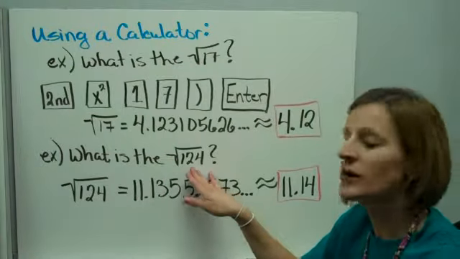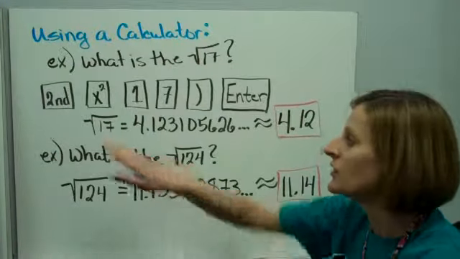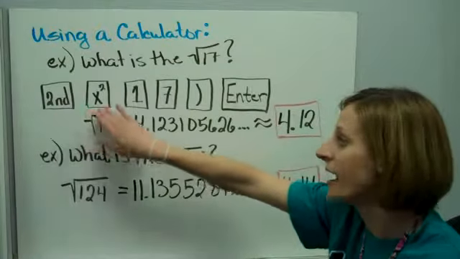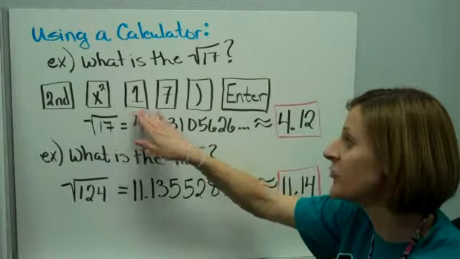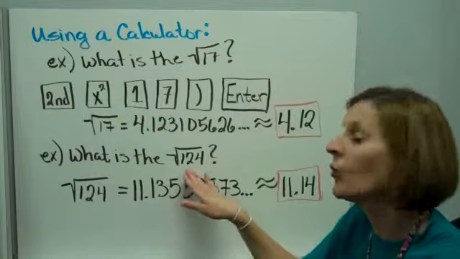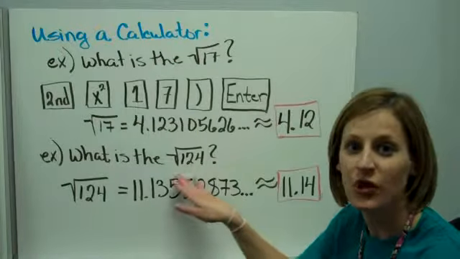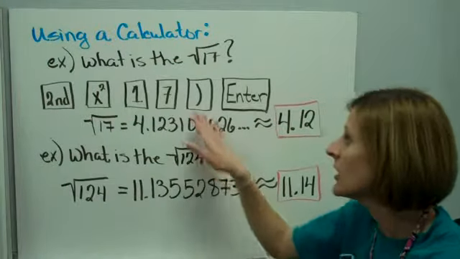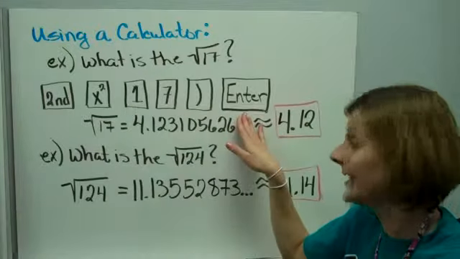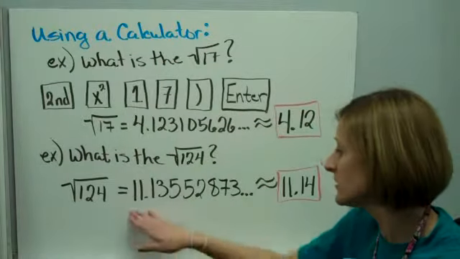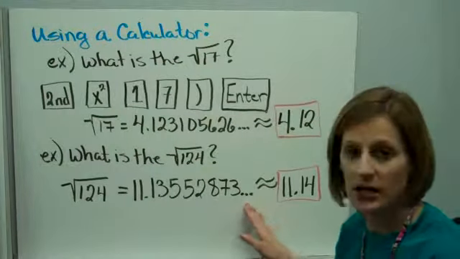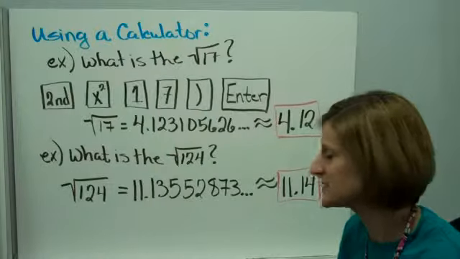So let's do the square root of 124. You hit second, x squared. This time instead of 1, 7, you're going to put in 1, 2, 4, for 124. Close your parentheses and hit enter. When you do that, you get this long number again, which is an irrational number, so we're going to round it to the nearest hundredths place.